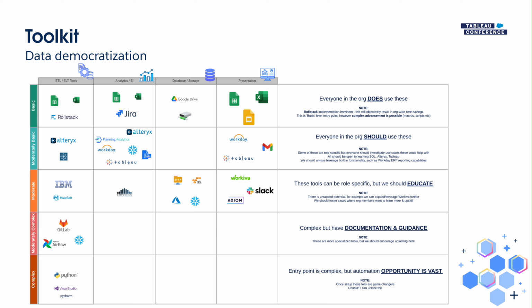I've grouped them into tool types across the top, and I've grouped it down the y-axis into the complexity of entry into that tool. So you can see, for example, Rollstack is in the basic line. That is genuinely a compliment to Rollstack, because the path to entry to Rollstack has been seamless from a SoFi perspective and is very easy to get in.